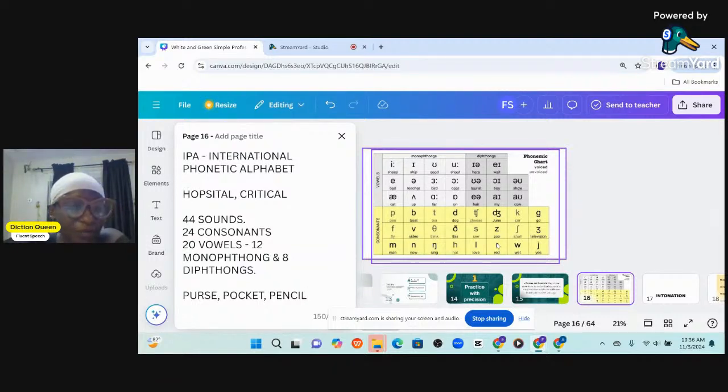Purse. Say after me, practice with me. Purse. Pocket. Pencil. Now the second sound that we have is B.